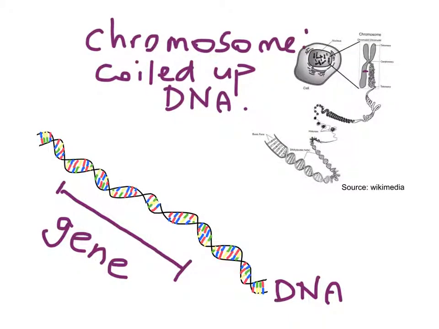So just running through those definitions again, you might like to write these down. DNA is a chemical molecule that contains genetic information that codes for traits and characteristics in our bodies. A gene is a section of DNA that codes for one particular trait or characteristic, and the chromosome is a coiled up version of the DNA, but it is still DNA in itself.